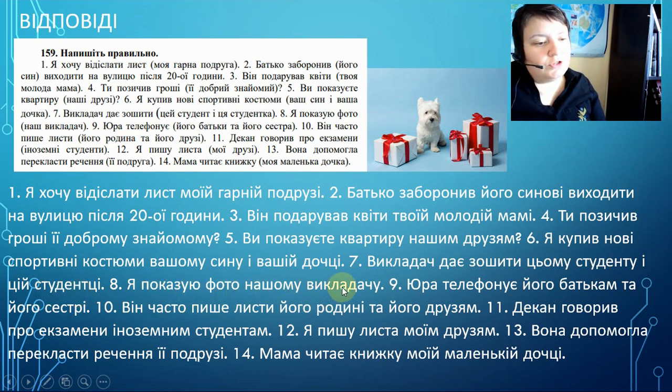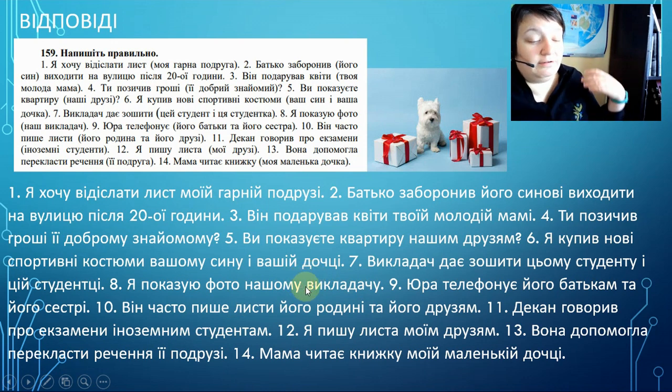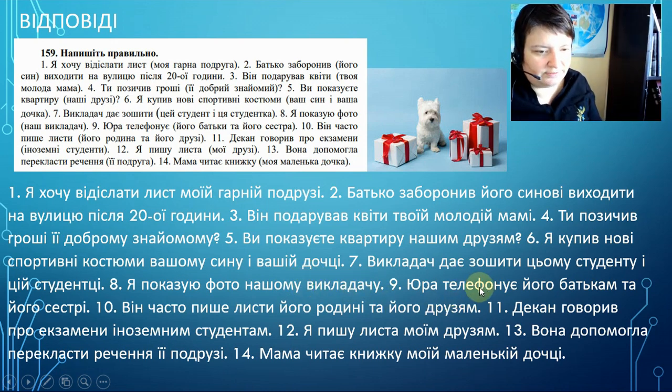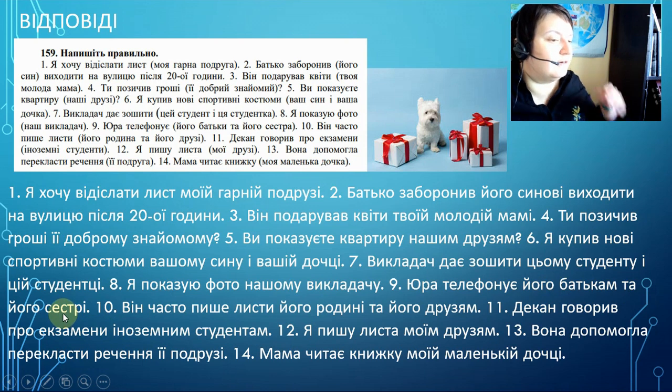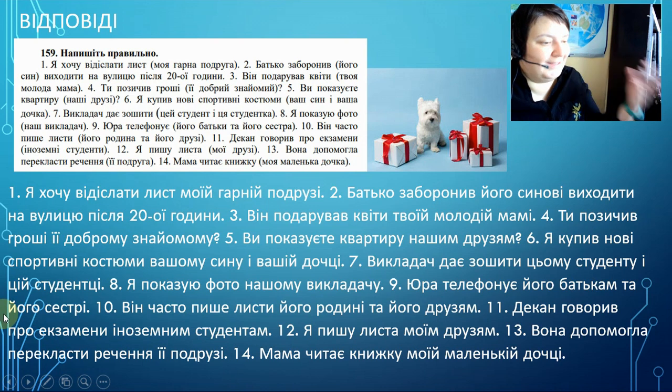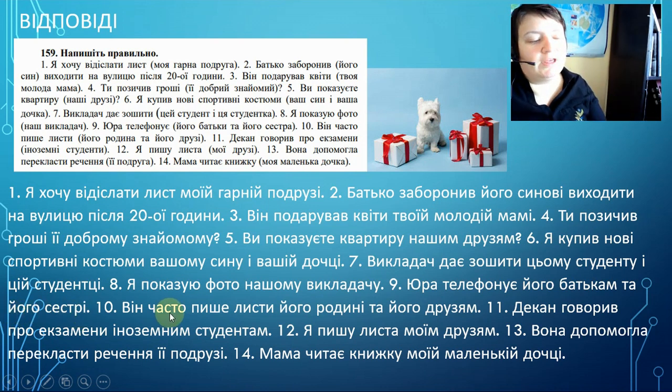Я показую фото нашому викладачу. I am showing a photo to our teacher. To our teacher, this grammatical masculine, dative. Юра телефонує його батькам та його сестрі. Yura is calling his parents and his sister. Його батькам, his parents, it's plural. Yes, his sister. Sister, it's grammatical feminine, but його, it's his. So you see, it's dative case.